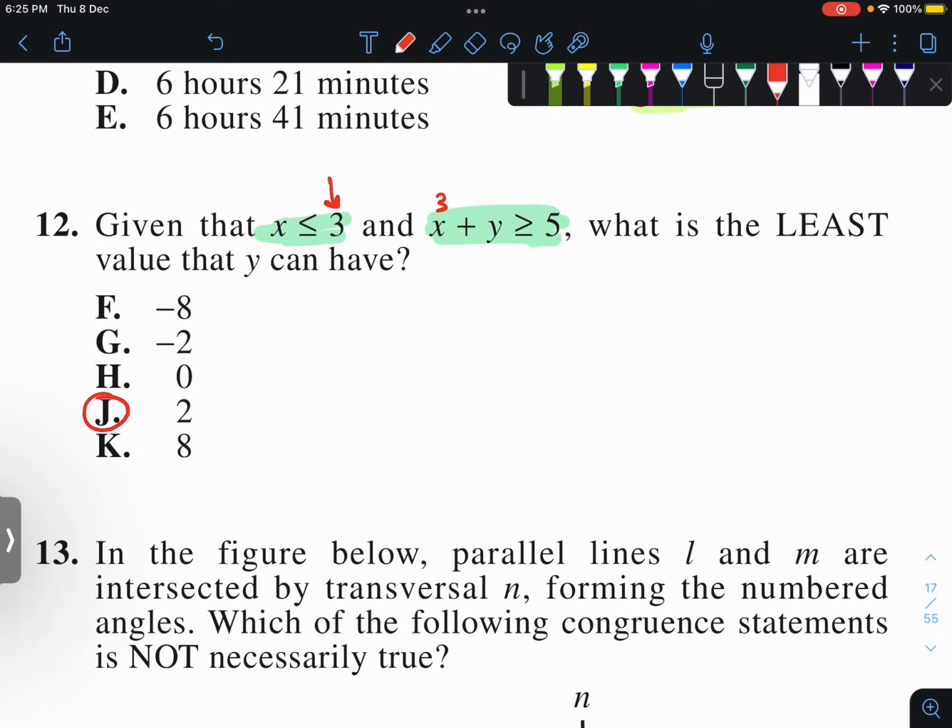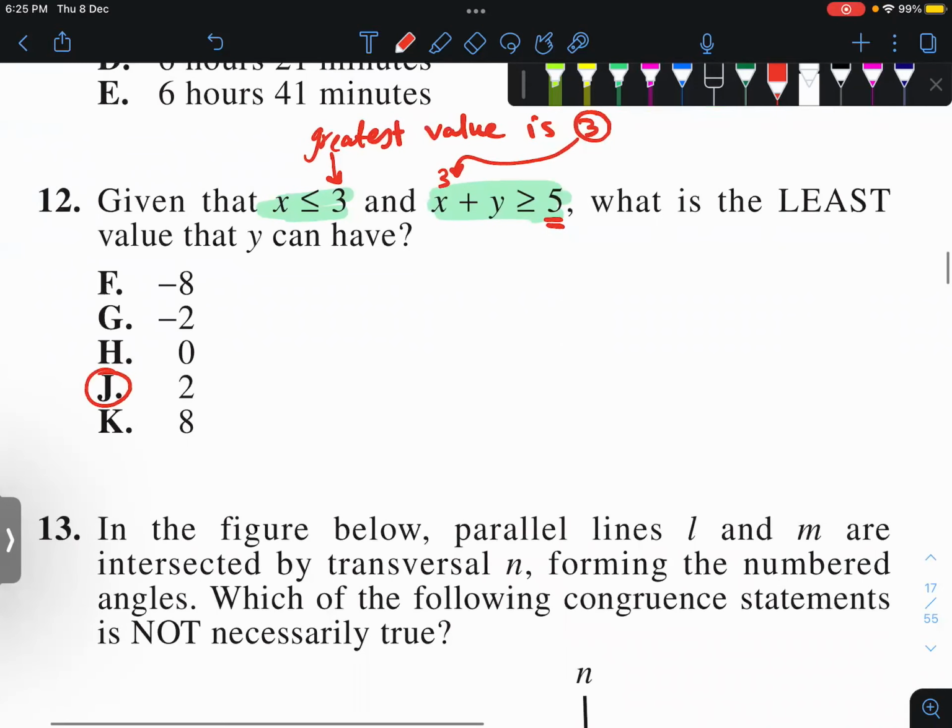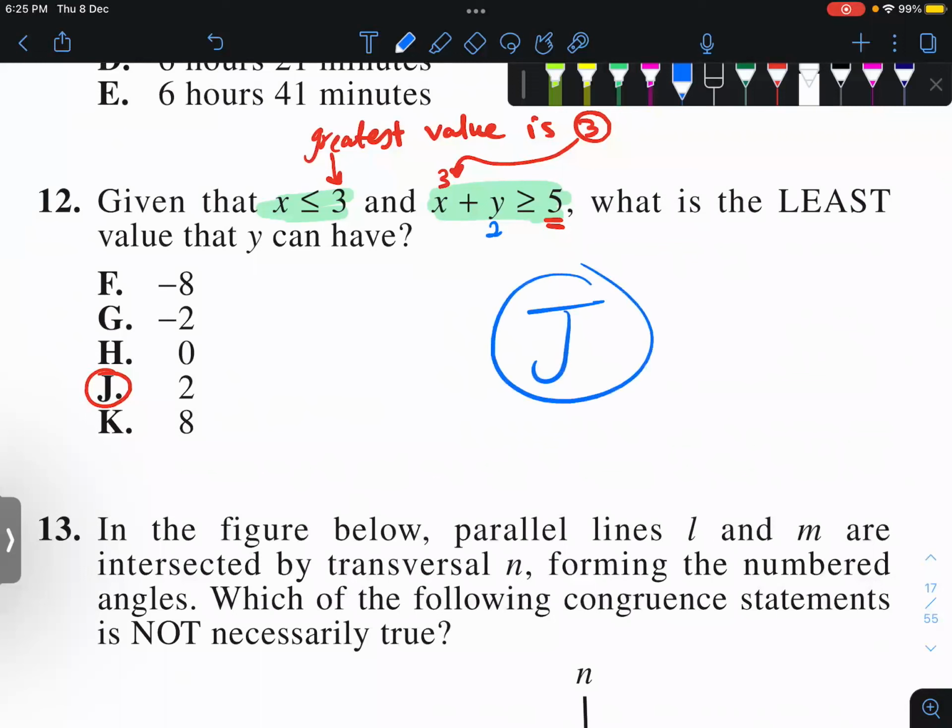But we take the least thing here. The least thing, okay? The greatest thing here, what's the greatest number here? The greatest value is 3. And substitute here for x. 3 plus what number is 5? So we need here the minimum, which is 5. So 3 plus sure what? 2. So the answer is J. Is it true here? Yes.